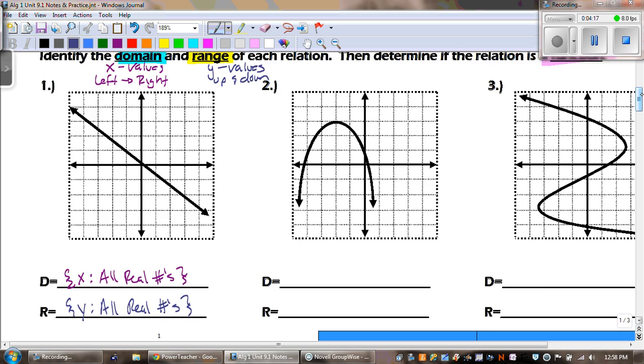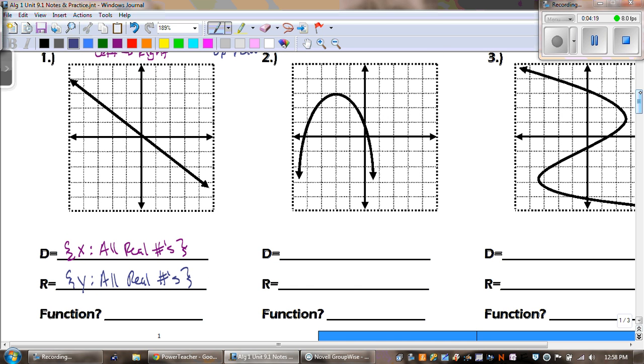And the last thing, is this a function? If I'm checking if it's a function, I'm drawing a vertical line and trying to find a spot. Does it ever pass twice? Are there ever 2 points that it touches? In this case, there are no such points, which means it is a function. Yes.